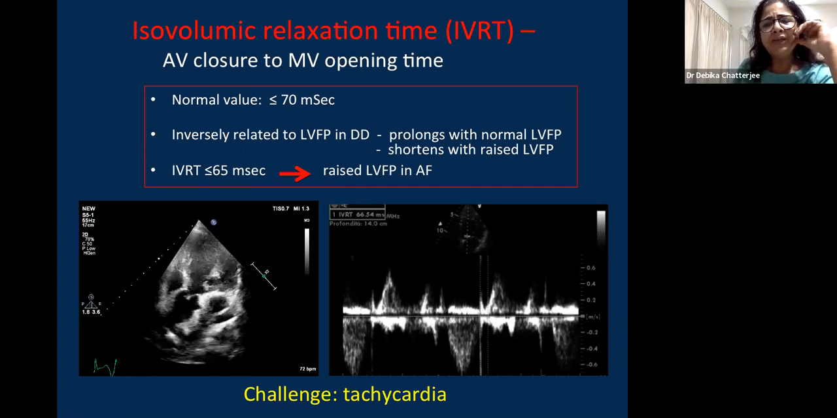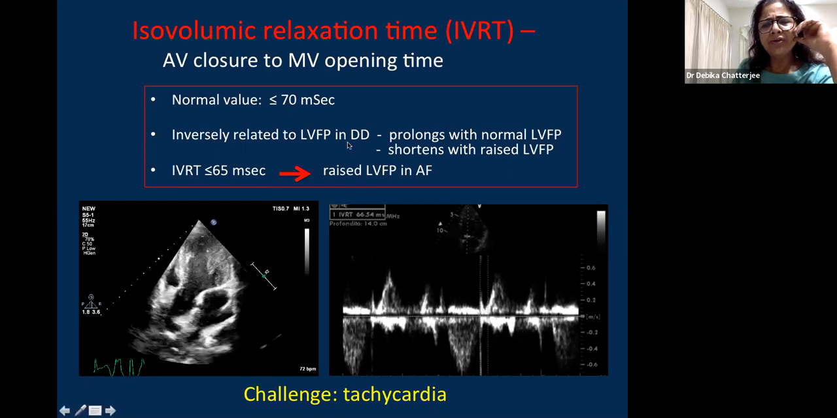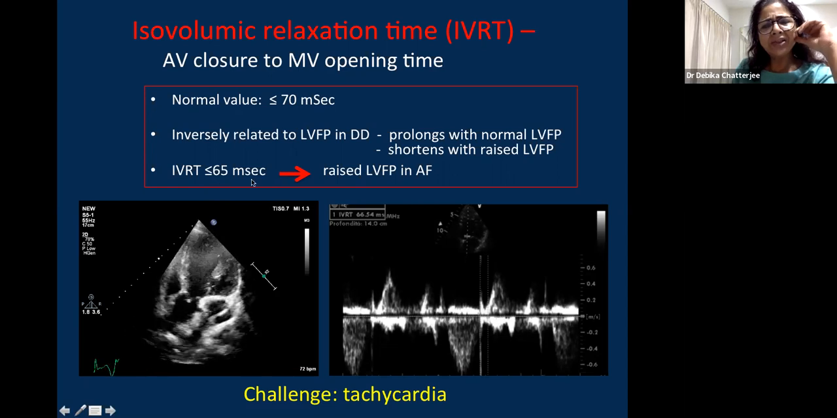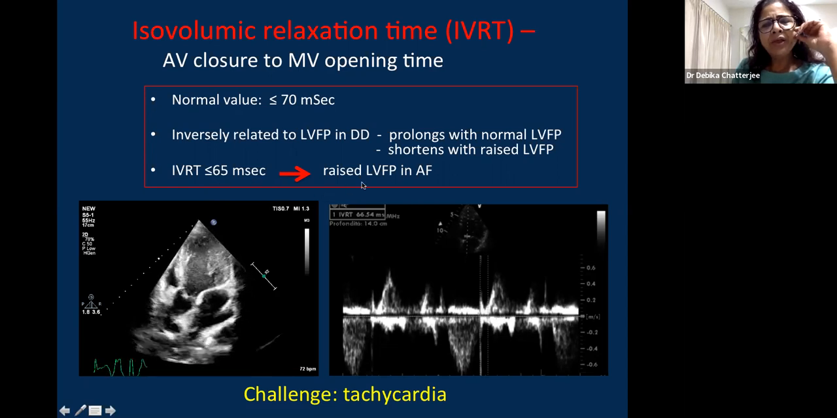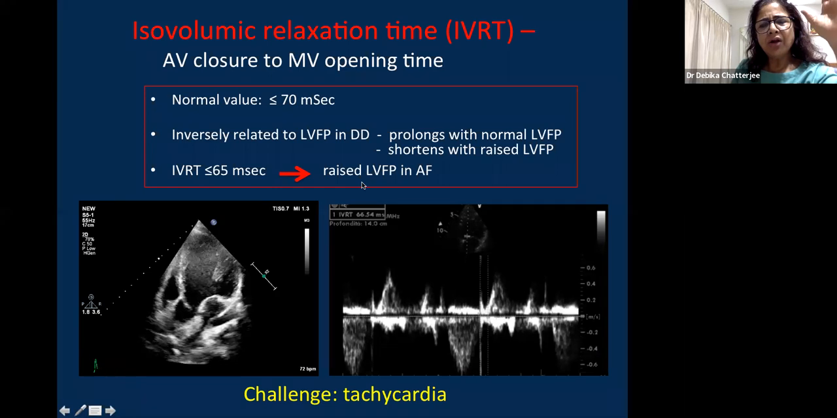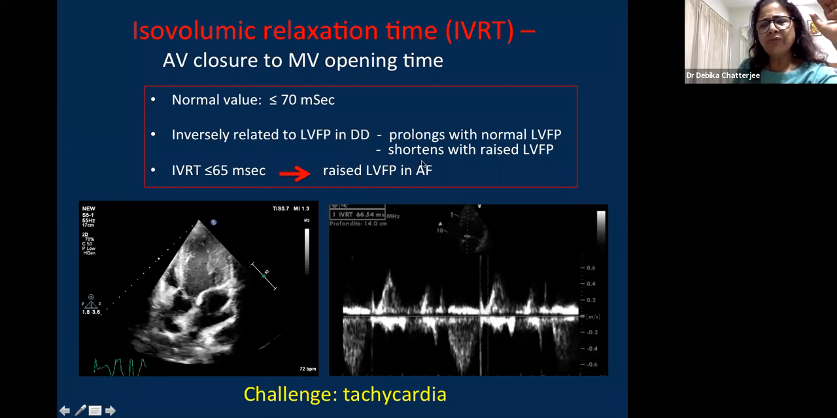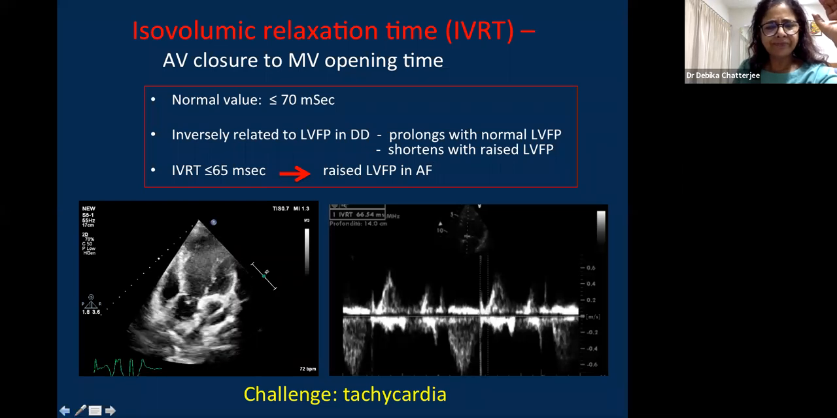66.54 milliseconds is a normal finding. Now, IVRT, if it is less than 65 milliseconds, in a patient with myocardial disease, indicates raised LV filling pressure in the presence of atrial fibrillation.